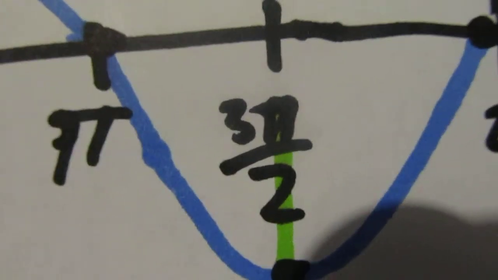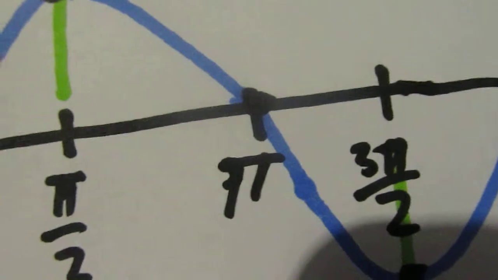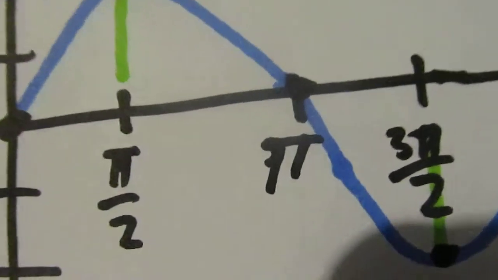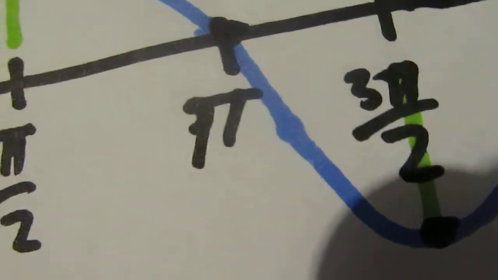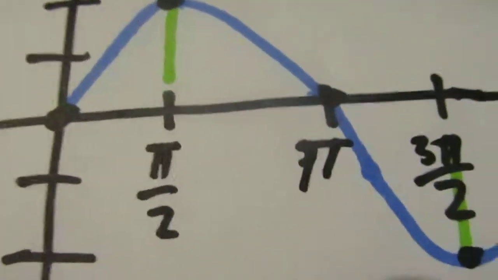That's 1. Now, we have 3 pi over 2. What is the sine of 3 pi over 2? 3 pi over 2 is negative 1. So, these are what give us our value of 1 for our amplitude. Therefore, that is why our sine has an amplitude of 1.